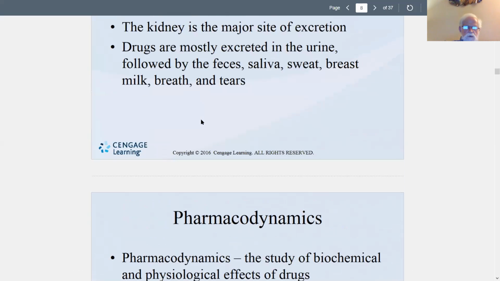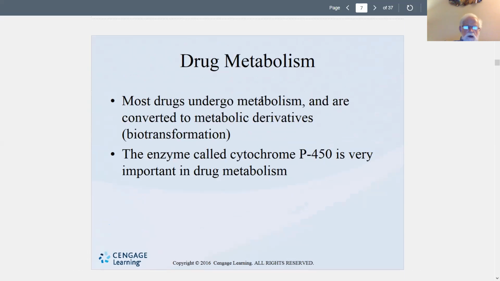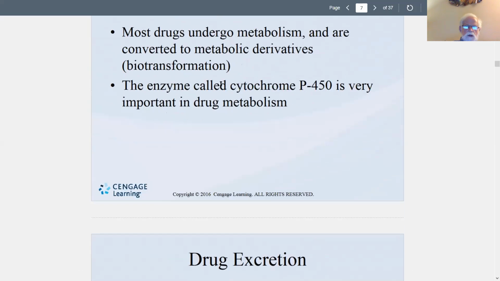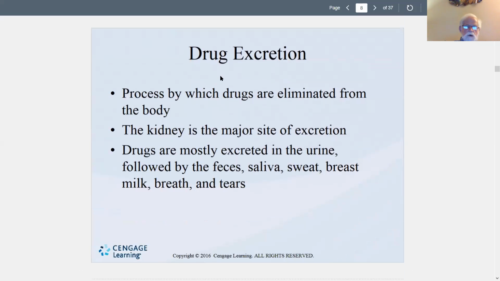The metabolism is one of the things that is often most interfered with in drug interactions and drug-food interactions.